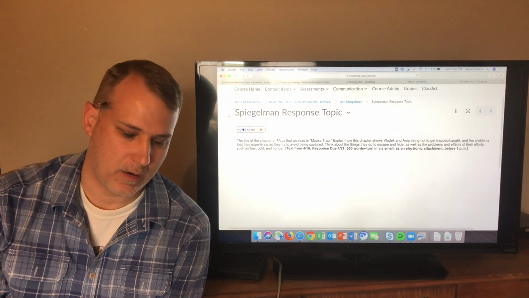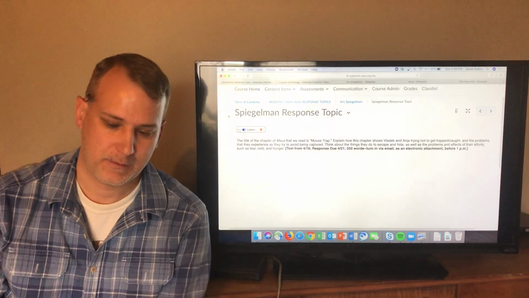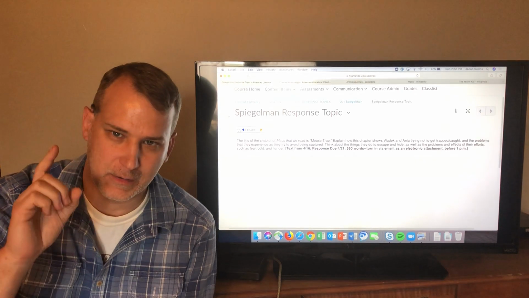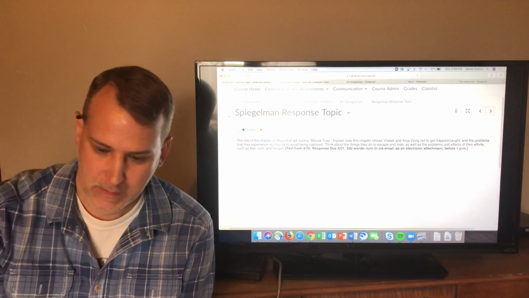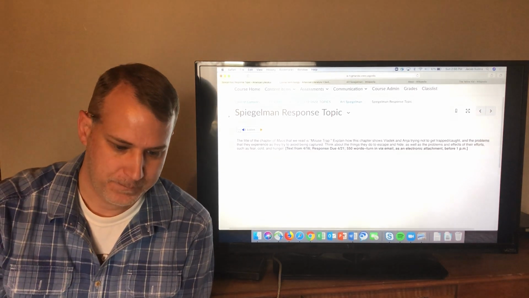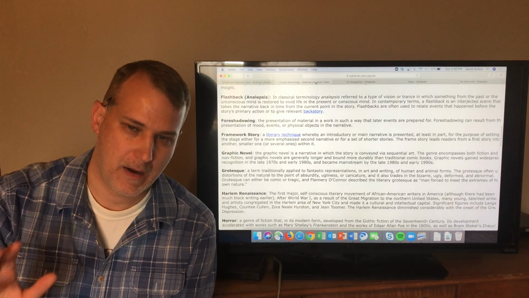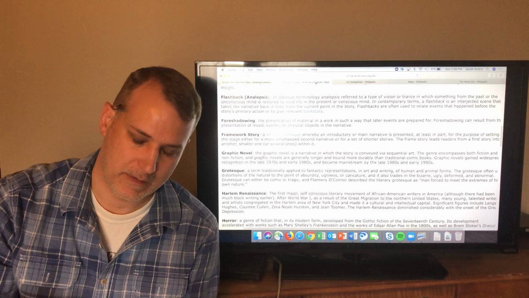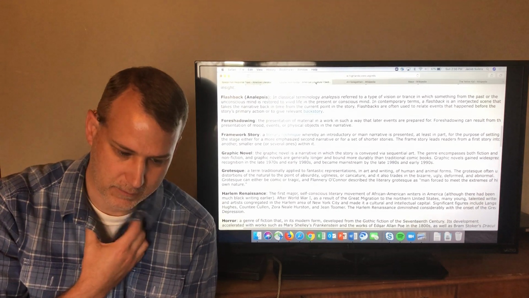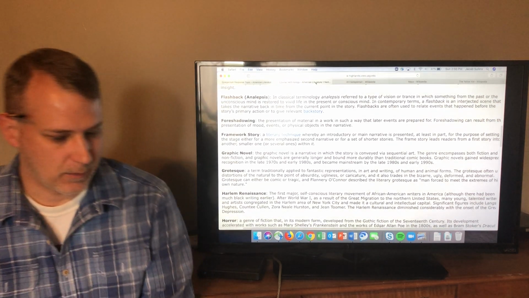Today we are going to cover Art Spiegelman and his book Maus, as well as the graphic novel term in the course terminology. So we will start there with the graphic novel. Maus is perhaps the most famous graphic novel in all of American literature. You see it right here.